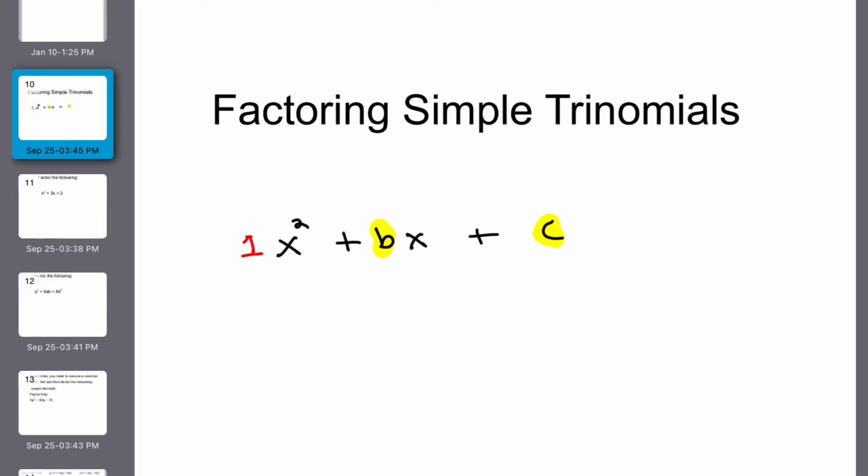Okay, and just also recognize that it goes in descending order of highest exponent, right? We have the x squared, then the x, and then just the constant number. So this is a simple trinomial, and we're going to go ahead and factor this thing.